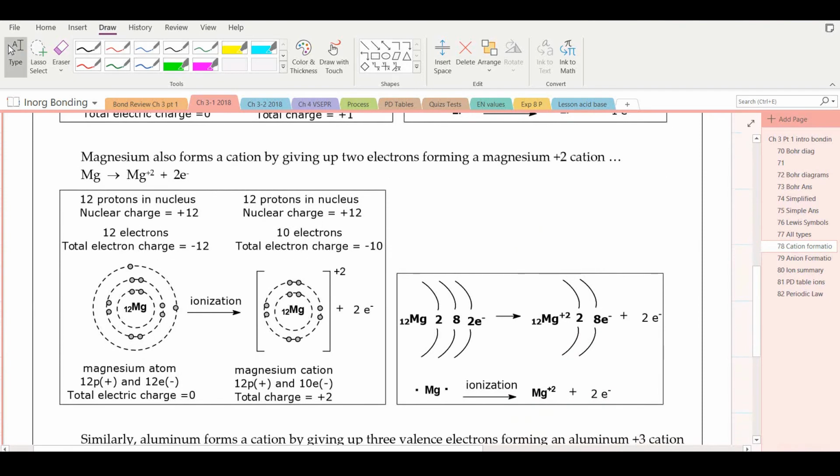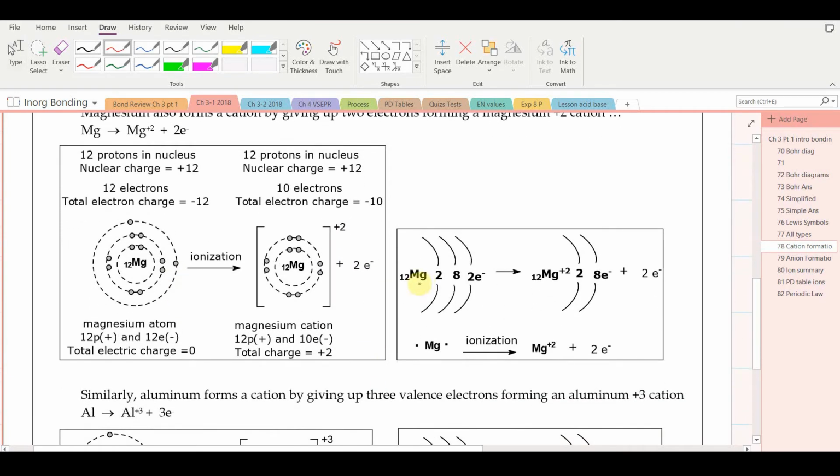In the case of magnesium, it's in group 2A. It wants to lose 2 electrons. Here's the Bohr diagram. 2 electrons in the valence shell are lost. So initially, as a neutral atom, it had 12 protons and 12 electrons. Now it has 12 protons and 10 electrons, so it has a charge of plus 2. And here are the 2 electrons, or dots, that were lost.